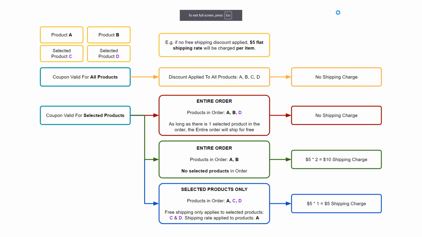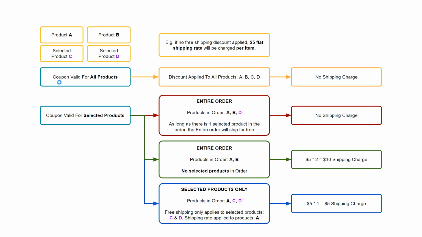So here's the explanation for what I was talking about just now. Let's say, for example, we have 4 products: product A, product B, and you have selected products C and D. Now, how do you select these products? We'll go into this after this explanation. If there's no shipping or free shipping discount applied, a $5 flat rate will be charged per item. So keep this in mind when we talk about this example here.